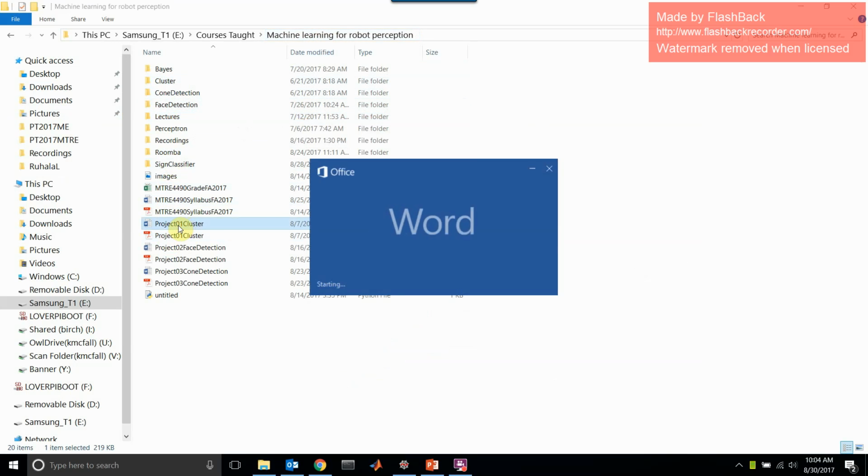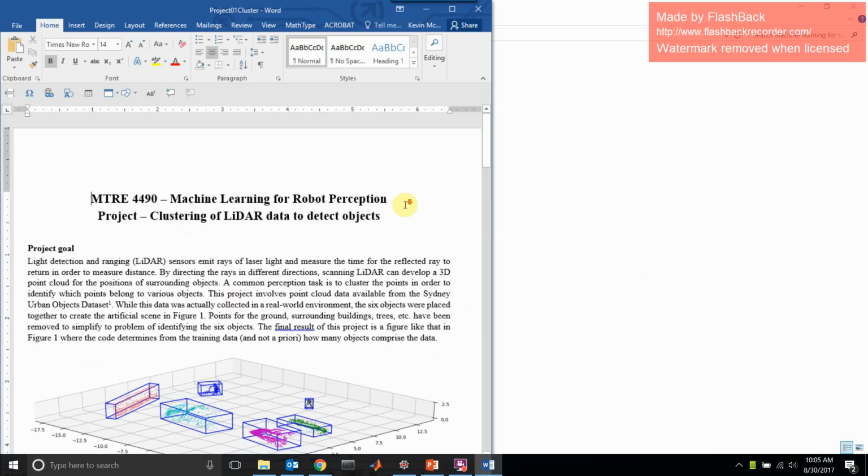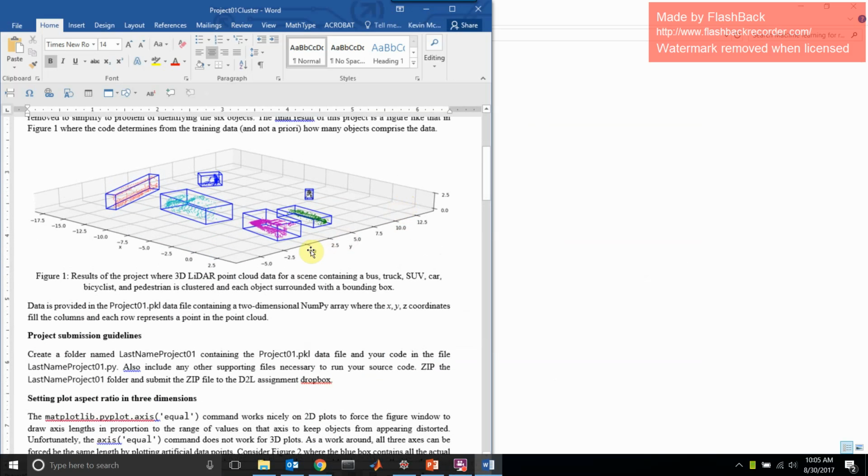It's pretty sure. Yeah, that's got to be meters. Yeah, pretty sure it's meters.